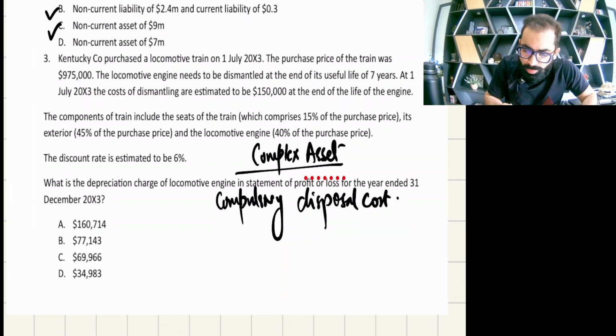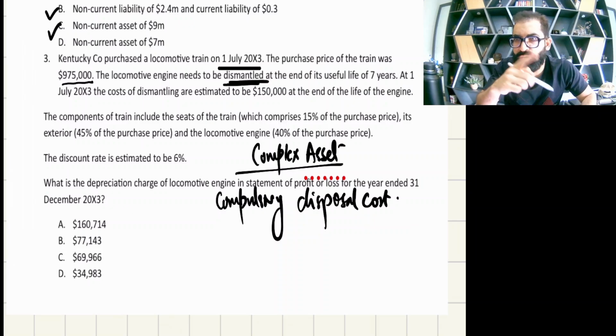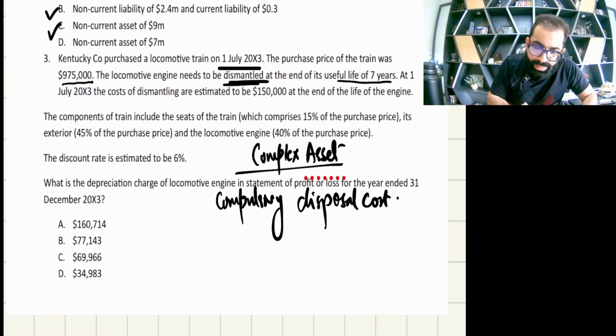Kentucky purchased the locomotive train on 1st July x3. The date is very important. I always say date. This is the buying date. The purchase price of the train was 975,000. Okay. The locomotive engine needs to be dismantled. Compulsory disposal cost. Okay, at the end of life of 7 years. At 1st July X3, the cost of dismantling is estimated to be 150,000 at the end of the life.